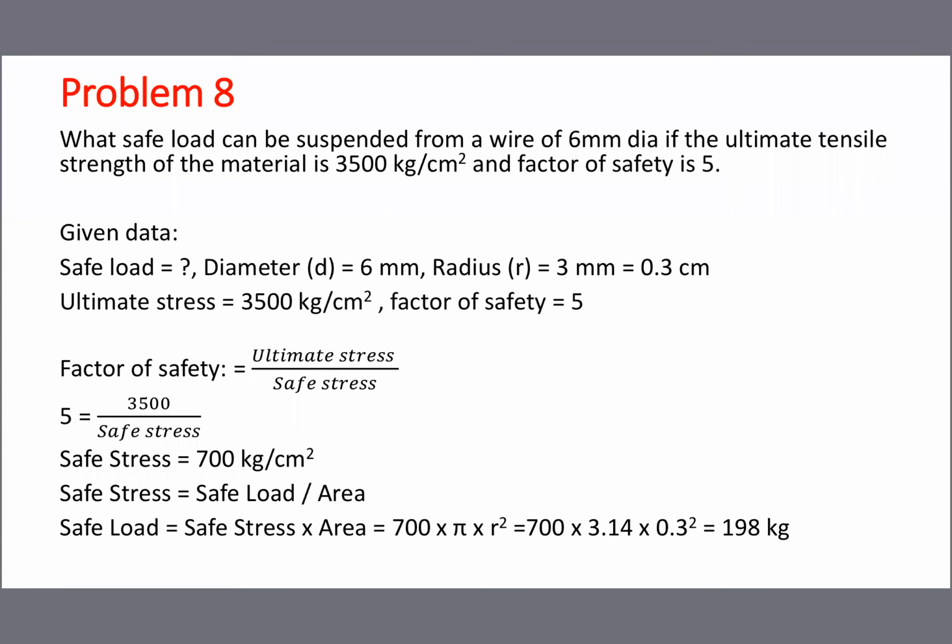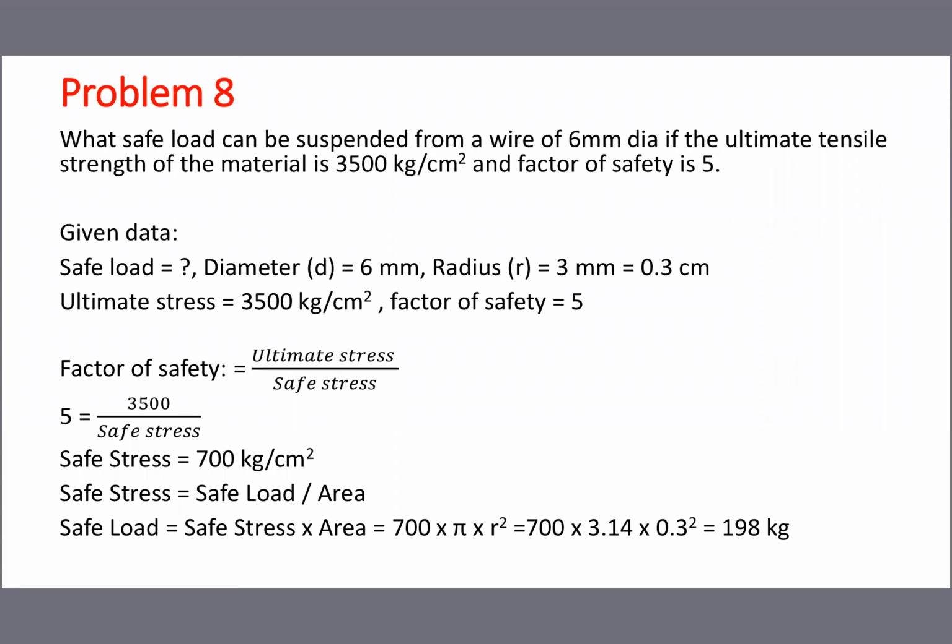First you apply the factor of safety formula: ultimate stress divided by safe stress. Factor of safety is given as 5, ultimate stress is given as 3500. Then cross multiply, you will get safe stress 700. Once the safe stress is calculated, then finish. Safe stress is 700. Then apply the formula: safe stress equals safe load divided by area. We want the safe load, so cross multiply safe stress and area. Safe stress is 700 and the area formula is pi r square.